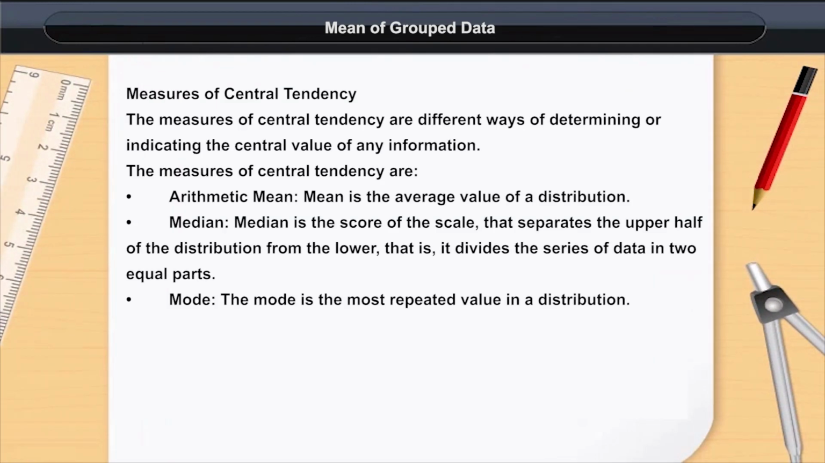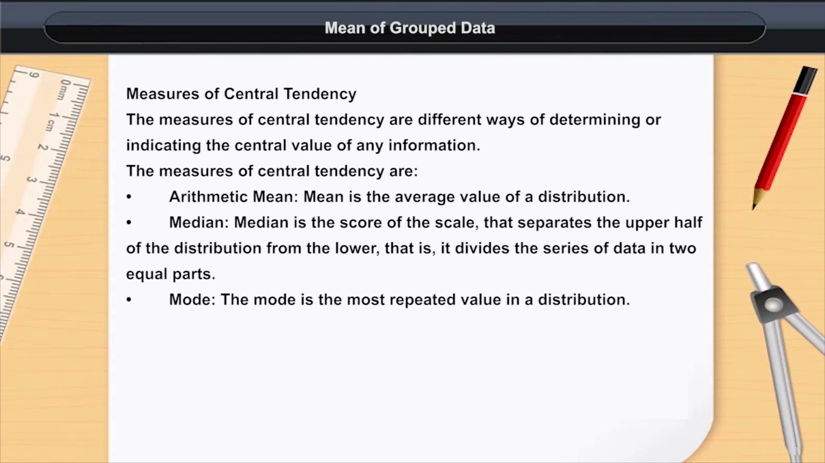Mean of grouped data. Measures of central tendency. The measures of central tendency are different ways of determining or indicating the central value of any information. The different measures of central tendency are arithmetic mean, median and mode.